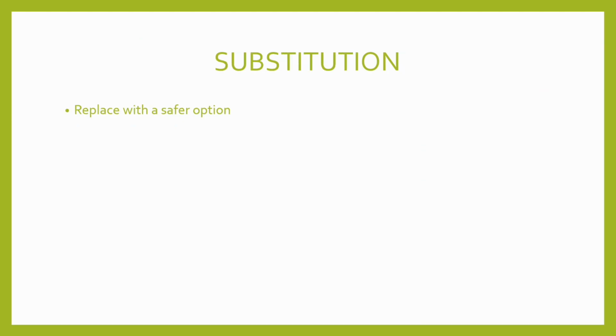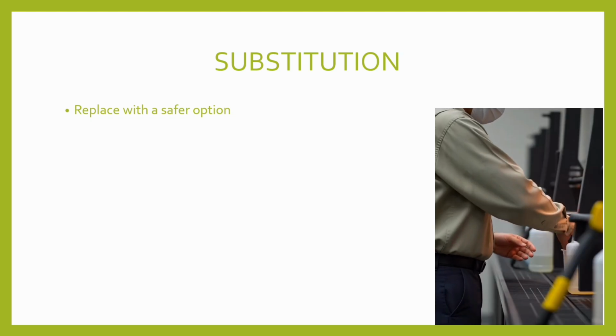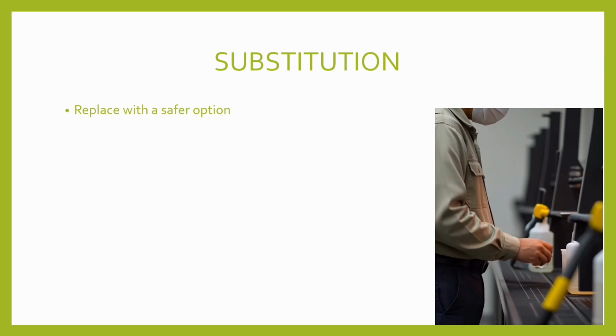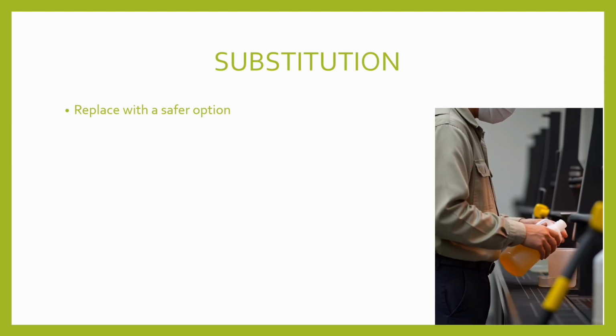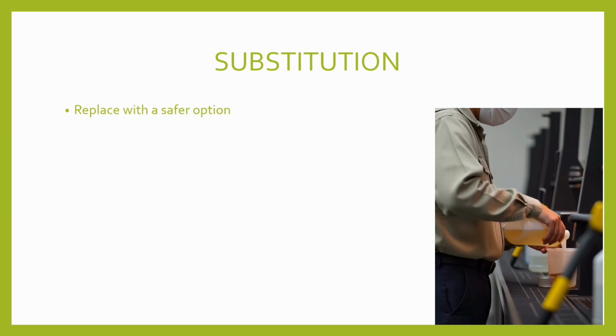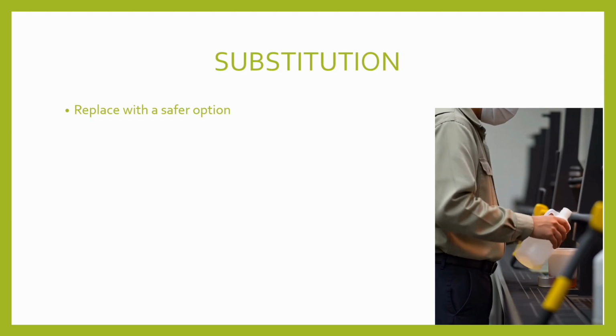The second control is substitution. Substitution means replacing a dangerous material or process with a safe one. This reduces the risk but does not remove it fully. For example, using water-based paint instead of chemical-based paint.